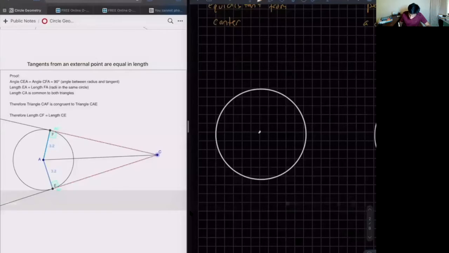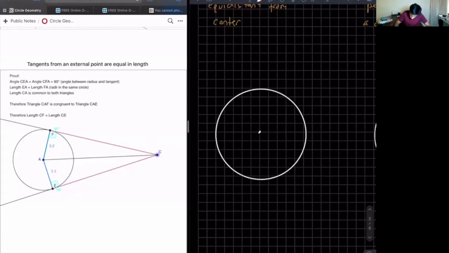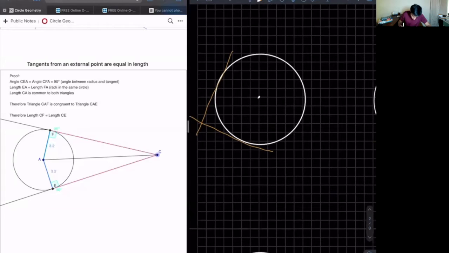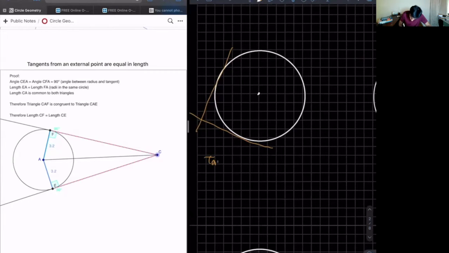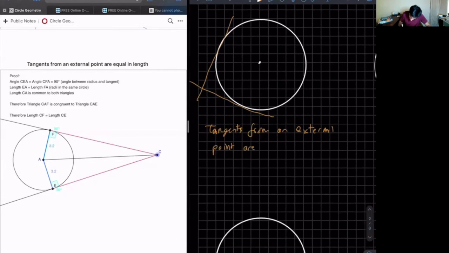So let's write this one down also. So if we have this tangent here, then tangents from an external point are equal in length, all right? So this distance is the same.